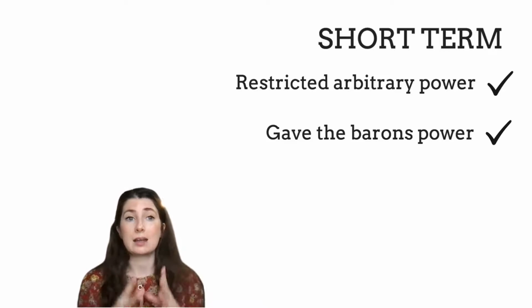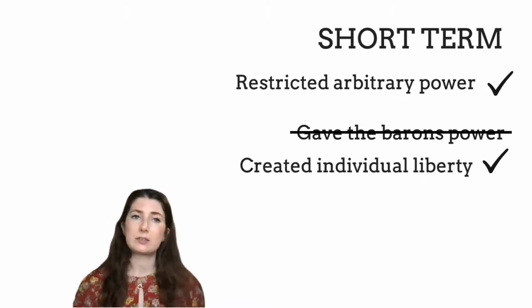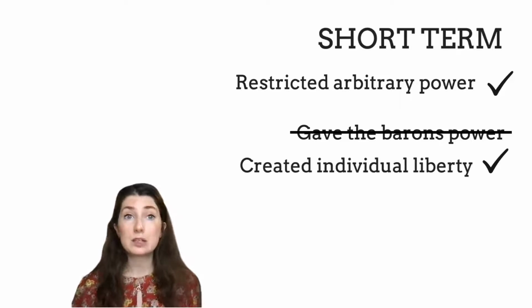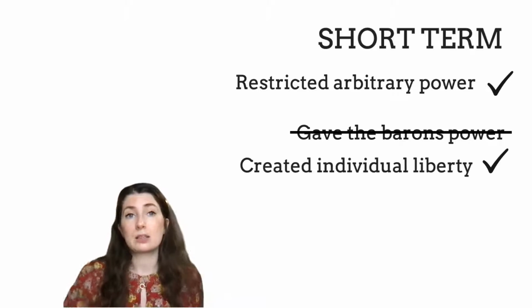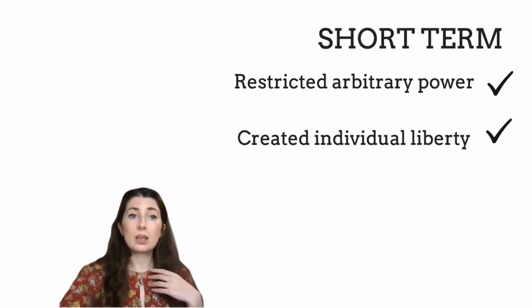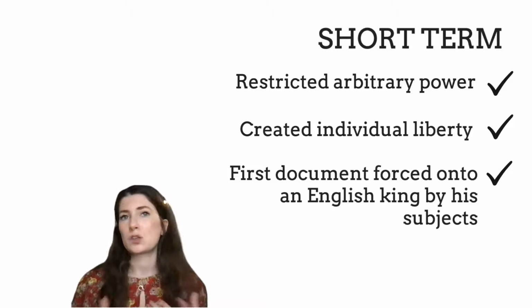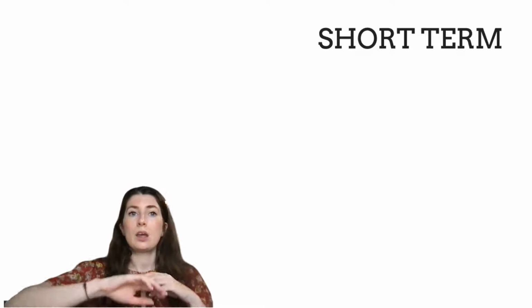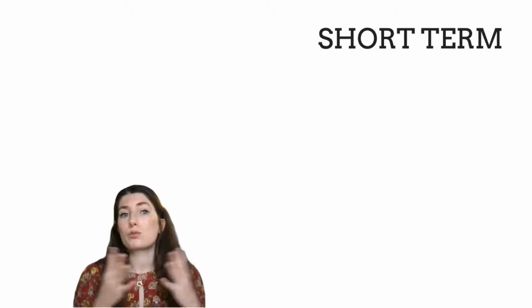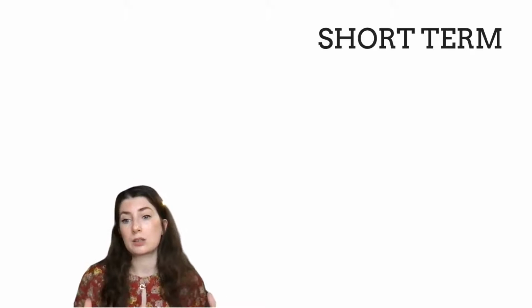So rather than saying it gave power to the barons, I'm going to say it created greater individual liberty, liberty meaning freedom. So individuals under this society gained greater freedoms. And it was the first document forced onto the king by his subjects. Now, I don't need to change this vocabulary that much. It's already okay as it is. They're all the really positive things for the subjects of the king under his rule.